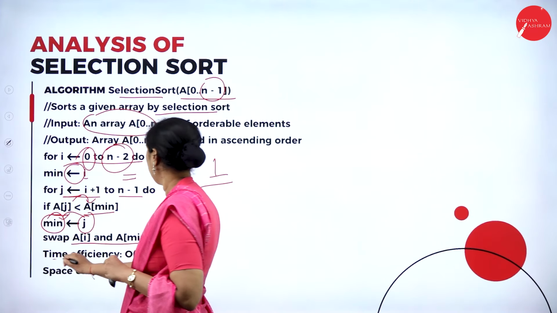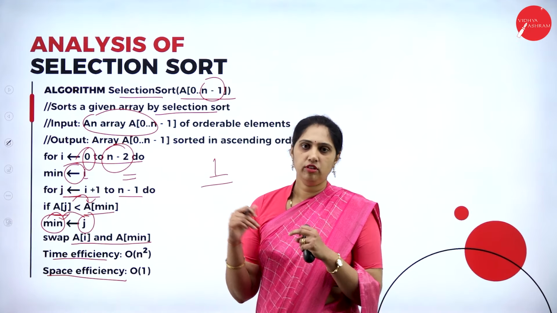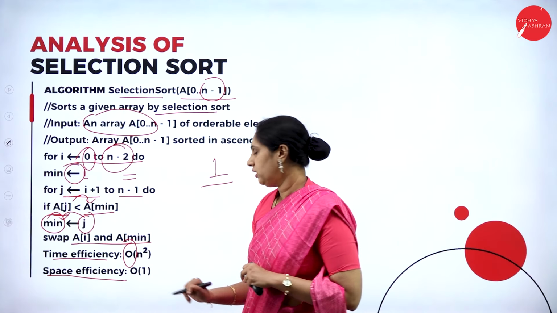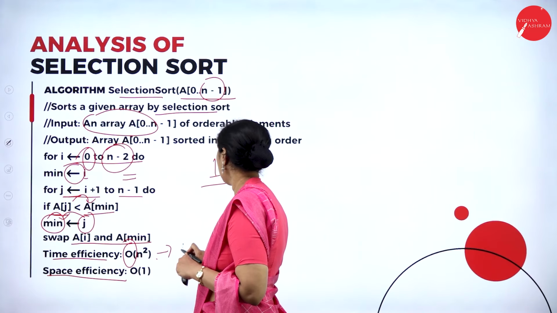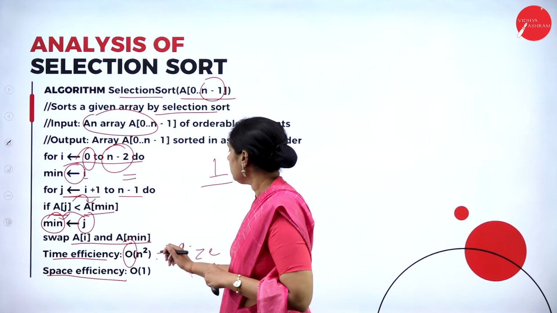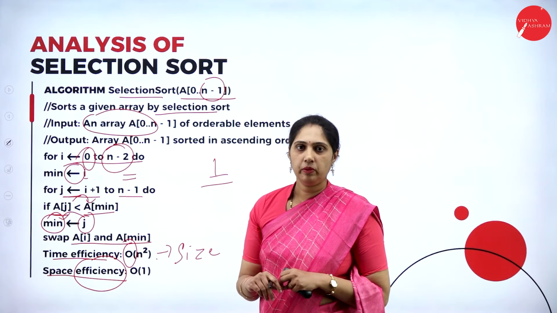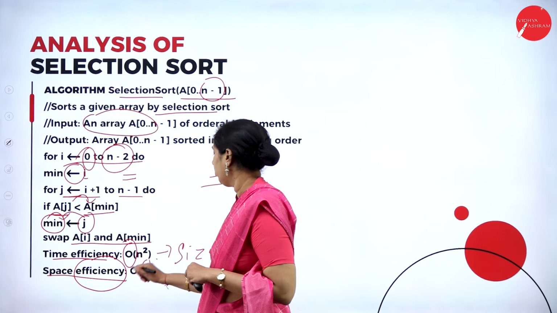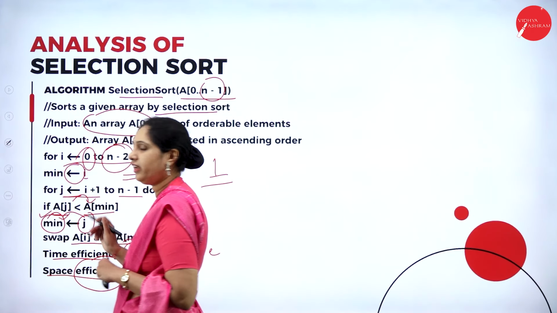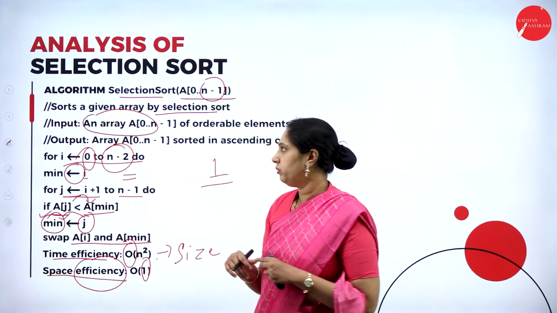Then what is the time efficiency? Time efficiency is the time taken for this algorithm. We denote it by big O. Then what is n? n is the size of the array. So what is the space required here? It is memory space. It is not n here, it is 1. Why 1? We have taken an additional variable, say min. It can be anything. So 1 space is given to that temporary variable.